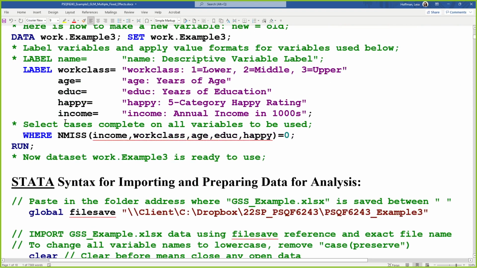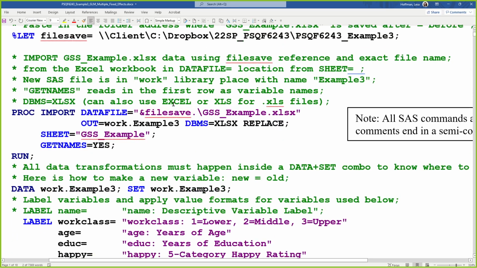Then here are the labels for the variables we're going to be working with. So work class is the original name of the variable that has lower, middle, and upper as specific versions. So work class is the original column. We're going to have to make new columns out of that old column. Later in this example, we will have years of age. We'll have years of education come back. We'll also have happiness come back as something we've looked at before, and then income is the outcome variable. And I am selecting cases that have complete data with respect to all of those using the number missing function in SAS. This is not something you have to worry about in your homework. It is something you'll have to think about in life. So, any questions on the SAS code?